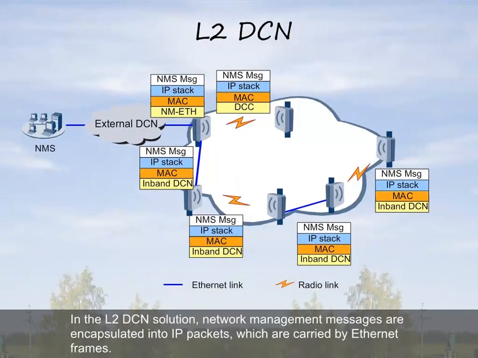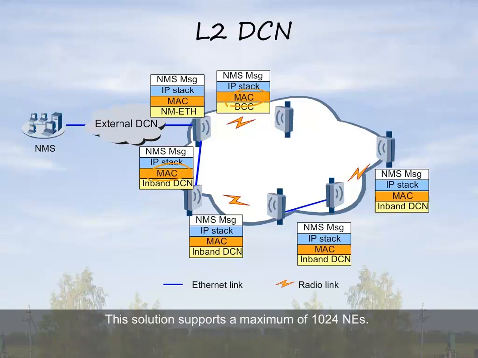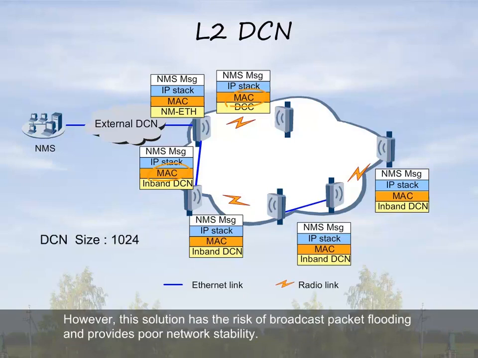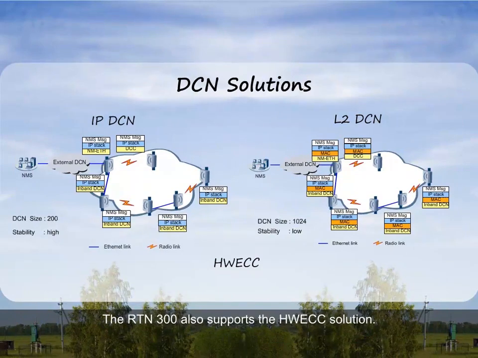In the L2 DCN solution, network management messages are encapsulated into IP packets, which are carried by Ethernet frames. NEs forward the Ethernet frames based on the MAC addresses contained in them. This solution supports a maximum of 1024 NEs. However, this solution has the risk of broadcast packet flooding and provides poor network stability. The RTN 300 also supports the HWECC solution. This solution is eliminated gradually.